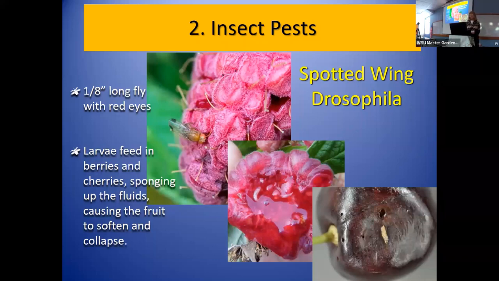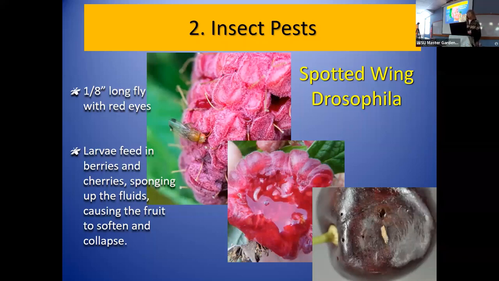Now, once again, the female will oviposit into the fruit. The fruit can be pretty much any kind of berry. They love to target raspberries, as well as cherries. And after the egg hatches, the larvae starts to feed, and that causes the fruit to soften and collapse. And if you go to pick it, you'll find these little white threads inside the fruit, and it's a young larvae. So obviously you won't want to eat it.